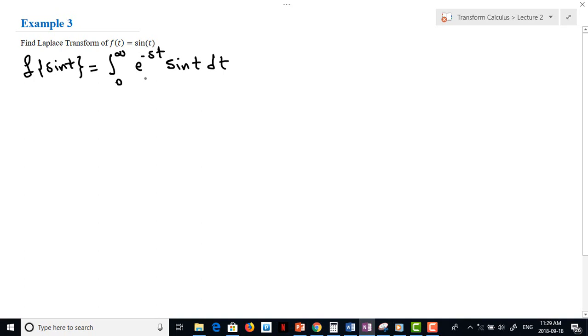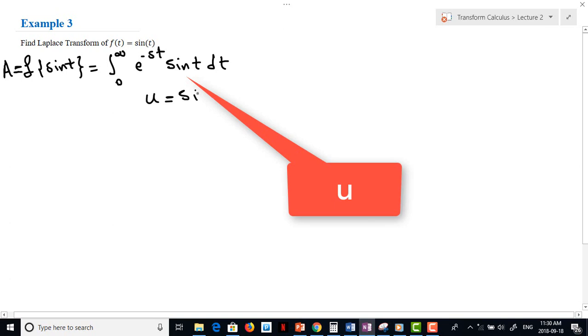In order to solve this integral, we have to use integration by parts. In order to simplify the equation, I call this integral A, with a capital, because I want to use it later. We have to find u and v. Because we have to solve it by integration by parts, I assume that u is equal to e to the power of minus st. No, here I consider u as sine t.